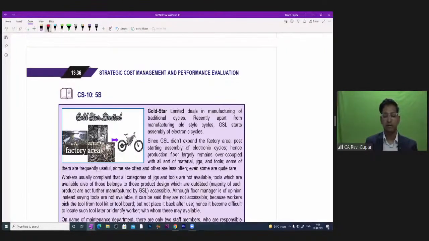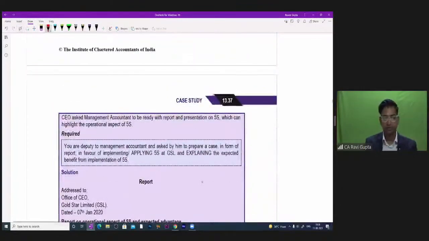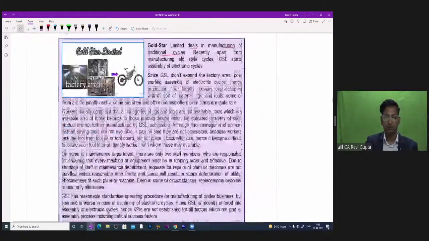So the Gold Star Limited deals in manufacturing of traditional cycles. Okay, so what we have to see, requirement, you need to apply only 5S and explain the expected benefit. So yes, there are 2 requirements. Number 1 is applying the 5S, and the second one is explaining the benefits from implementation of 5S. Okay, so we are going to take up this question.